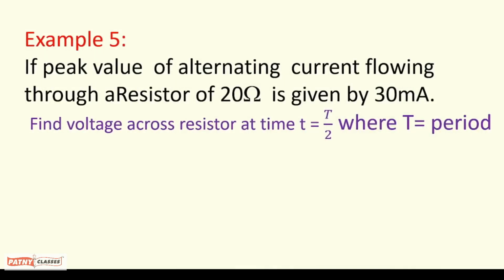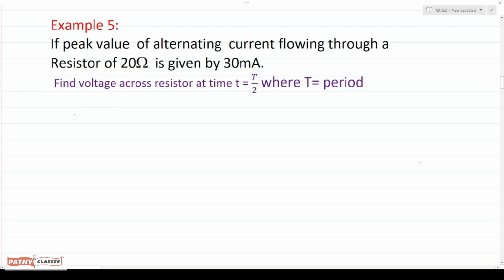Example 5. A peak value of alternating current flowing through a resistor of 20 ohms is given by 30 milliamperes. Find voltage across resistor at time t equals T upon 2, where T equals the period. Given: R equals 20 ohms, and peak value of current, that is I naught, equals 30 milliamperes.